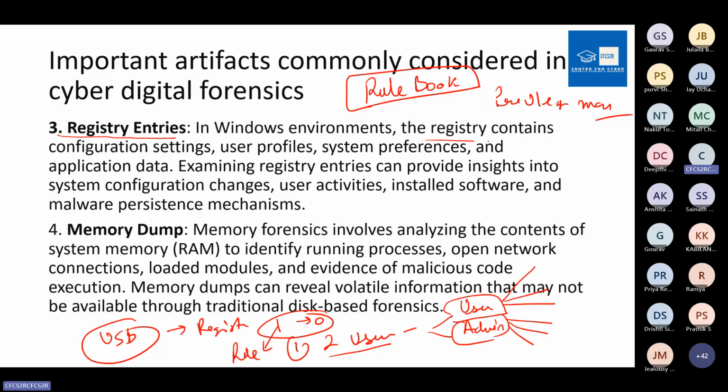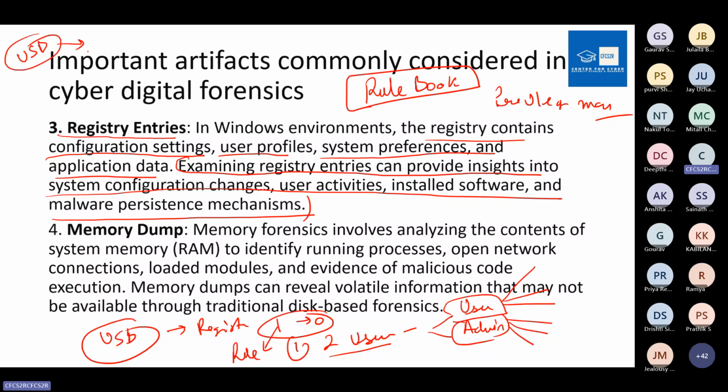So in the Windows environment, the registry contains configuration settings, user profiles, system preferences, and application data. Examining the registry entries can provide insight into system configuration changes, user activities, installed software, and malware persistence mechanisms. If you are analyzing a system and you need to check how many USBs were ever connected to it, how will you do it? You can check using the registry. There is a separate registry key keeping a record. Whenever you connect a USB, it stores the name of the USB, the timestamp when it was connected, and the username who connected that USB. Okay, so registries are very important.